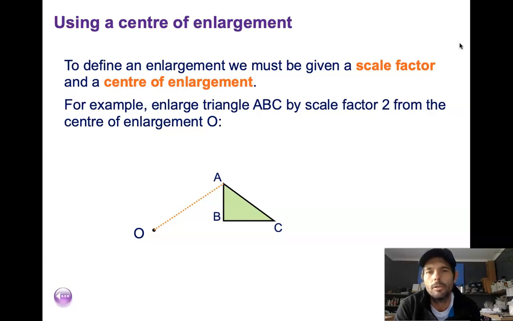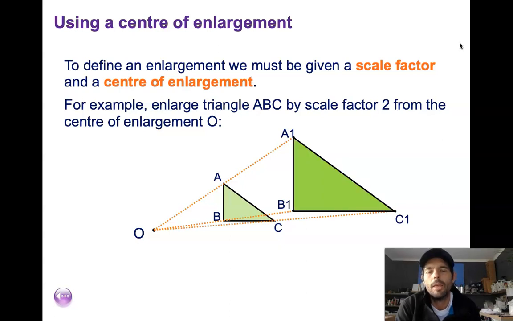Remember, a vertex is a corner, and because it's scale factor 2, we just double that length, and that will get us to point A1. We do the same thing for B. We measure from the center of enlargement to B. We double that length to B1, and the same for C. Double that length, and that's our enlarged triangle. ABC is now A1, B1, C1, and that would have been enlarged by a scale factor of 2.